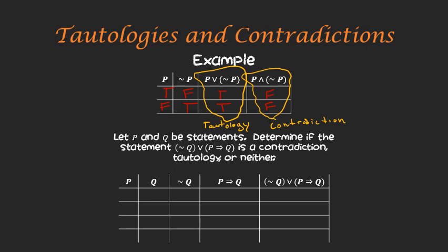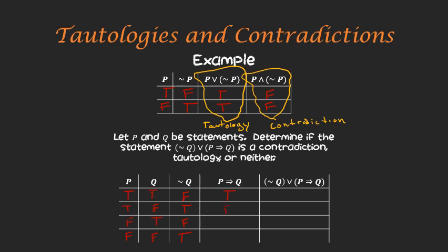So let's first list all the possible truth values for the component statements. True, true, true, false, false, true, and false, false. And then not Q, I'll negate the Q column: false, true, false, true. So then P implies Q, well, we've done this a number of times.